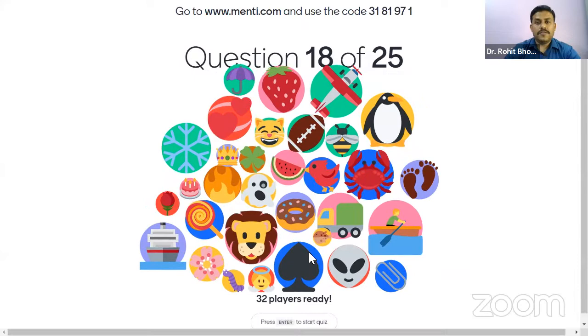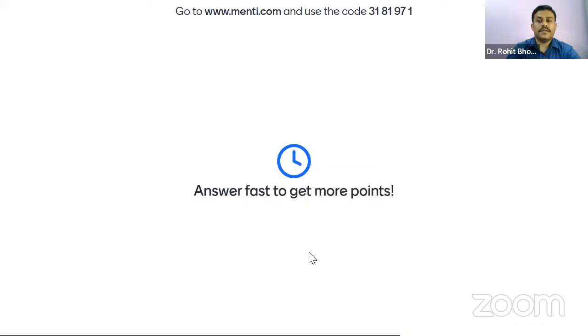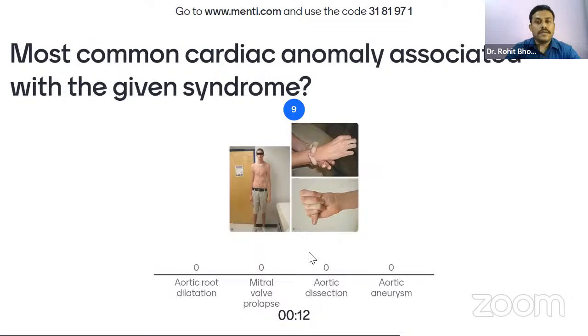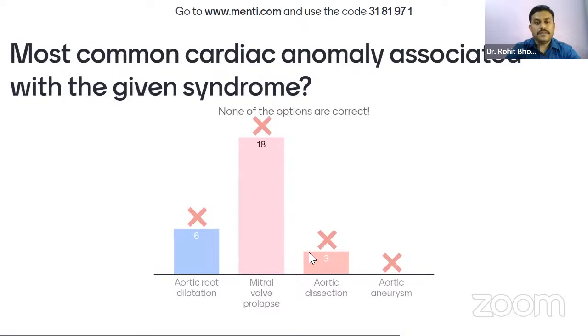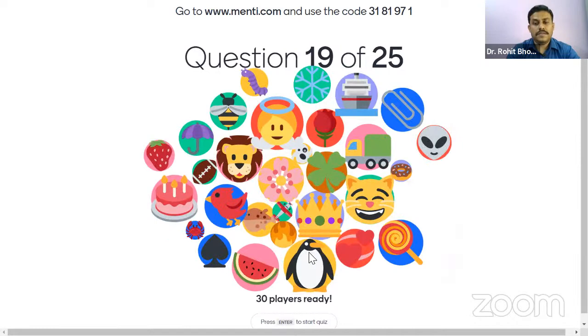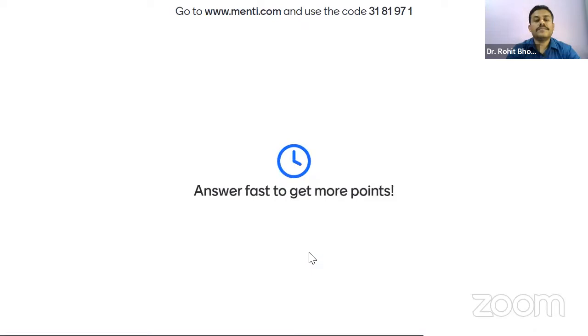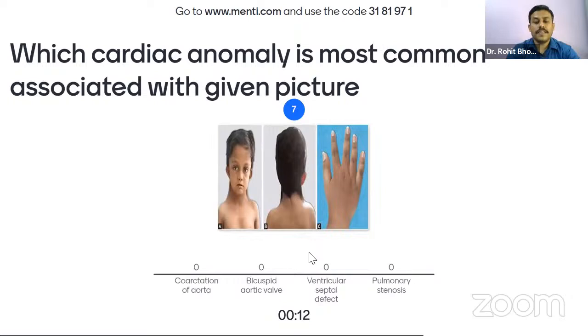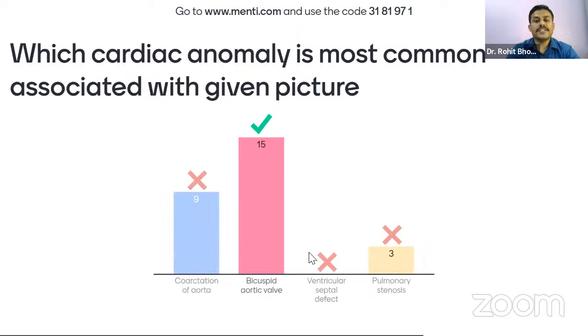Question number 18. Most common cardiac anomaly associated with the given syndrome. Question number 19. Which cardiac anomaly is commonly associated with the given picture? Bicuspid aortic valve. Many correct answer.